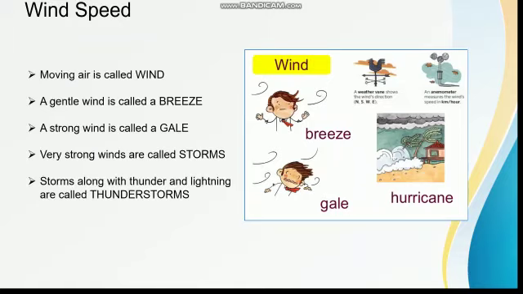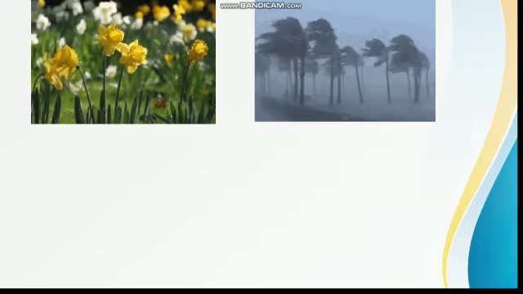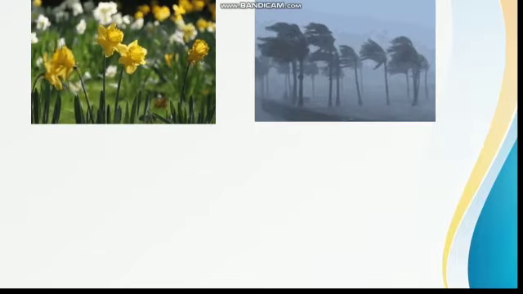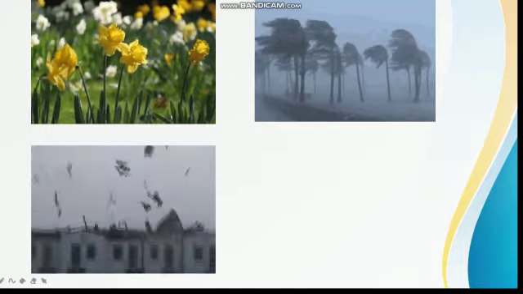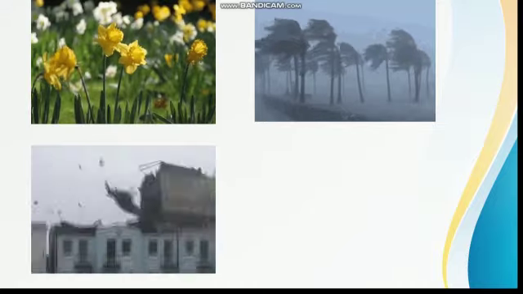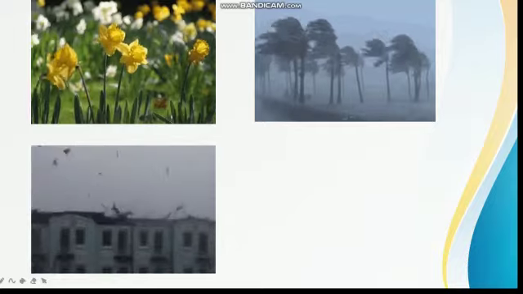Do you want to get a feel of wind at different speeds? Come on, let's feel it. A gentle wind called a breeze. This is a strong wind called a gale. And a very strong wind that causes damage is called a storm. And a storm with thunder and lightning is called a thunderstorm.